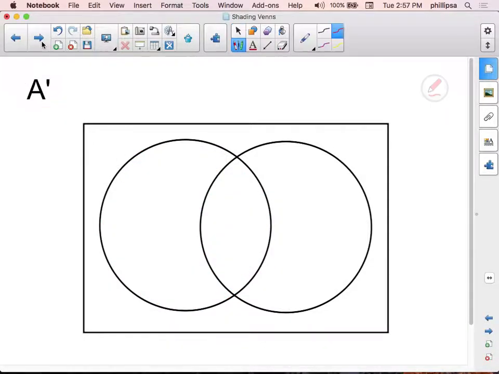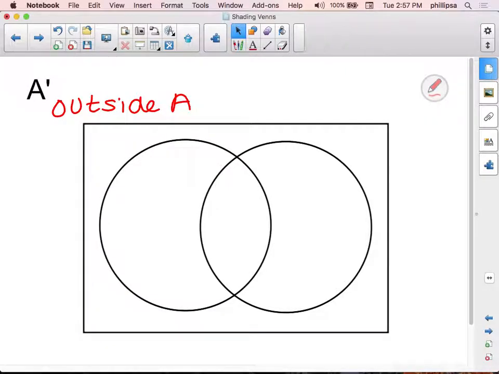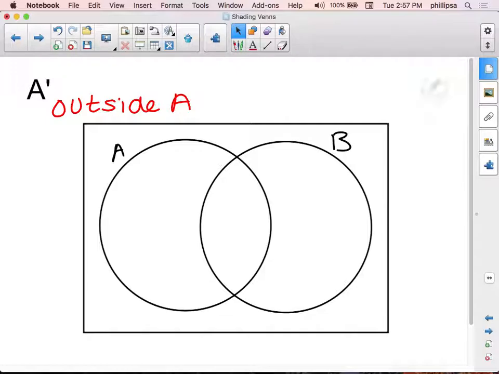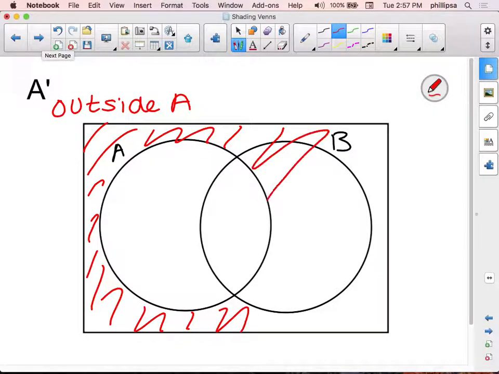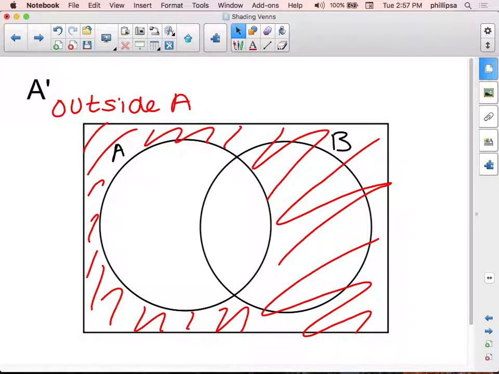So the complement of A, or not A, I often like to think of as outside of that set. So I'm going to shade everything that's outside of circle A. Again, I tend not to go crazy with it. Outside of A, outside of A.